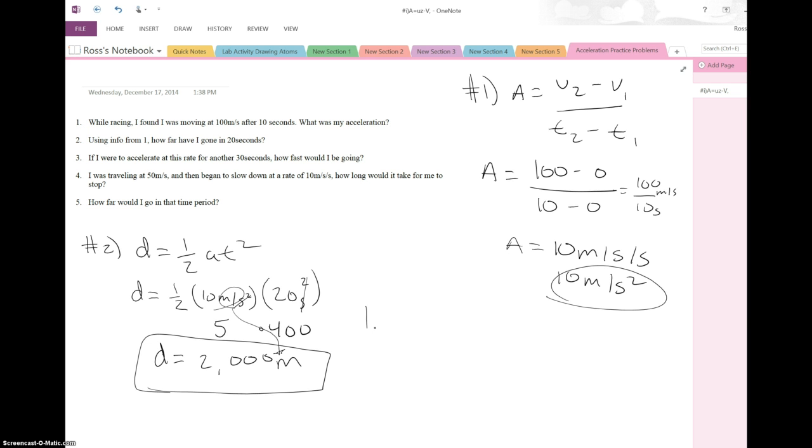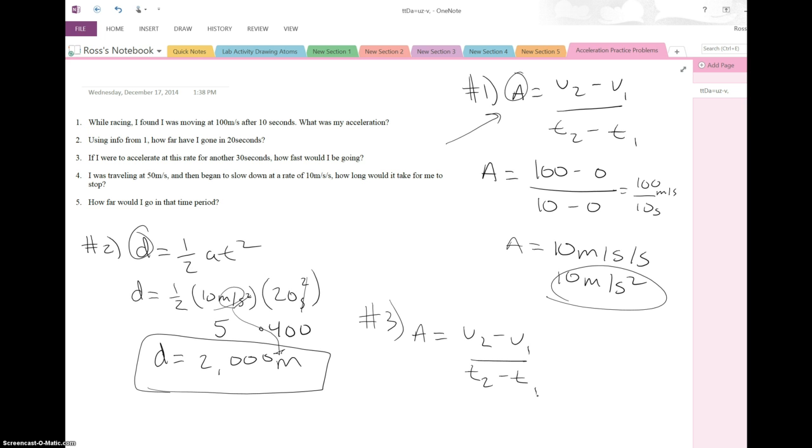Number 3. If I were to accelerate at this rate for another 30 seconds, how fast would I be going? The only 2 equations that we have are this equation here and this equation here. Which one has speed? Which one has velocity in it? That would be this one. So let's rewrite that here: a equals v2 minus v1 over t2 minus t1. Remember, I'm a big fan of rewriting equations, so you make sure you plug in everything that you have.